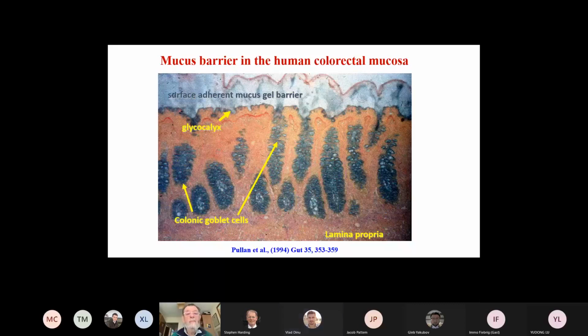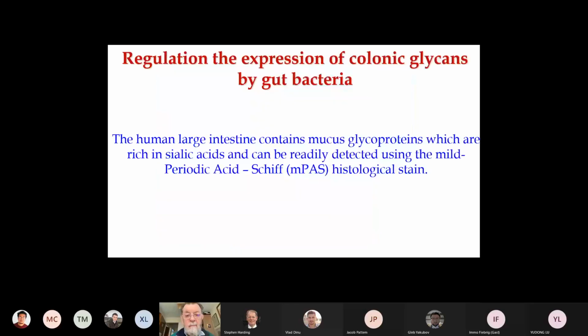So this is a micrograph again to illustrate the mucosa. At the top, you can see the mucus gel barrier. You can see the thin blue line of the glycocalyx, and you can see the goblet cells all stained up, the mucus vesicles in the goblet cells, and the lamina propria below. So next one, please.